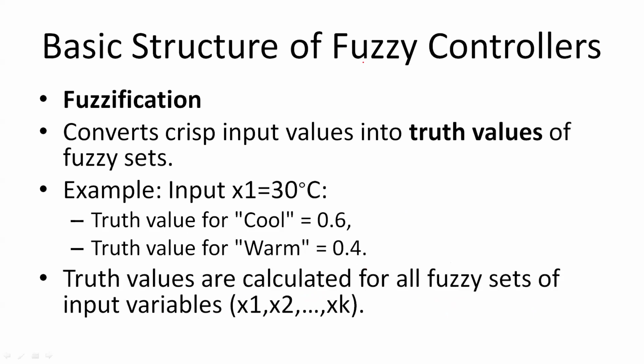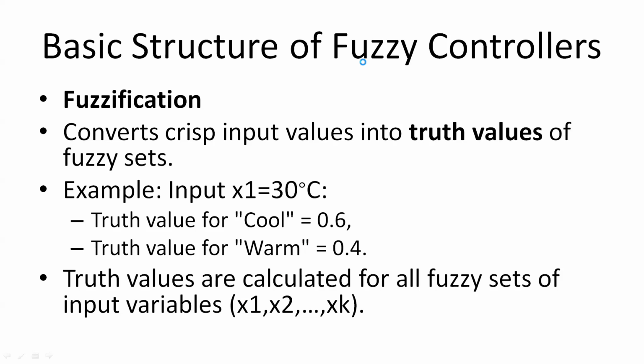Now, the input stage, also known as fuzzification: if we have a crisp input value, then we map it to the truth values or the membership values, which are basically fuzzy sets. So, for example, you have an input x1 is 30 degrees Celsius, then the truth value for the fuzzy set cool may be mapped to a value say 0.6, and for warm, the membership value or truth value may be 0.4. So the truth values will be calculated for all fuzzy sets of the input values.